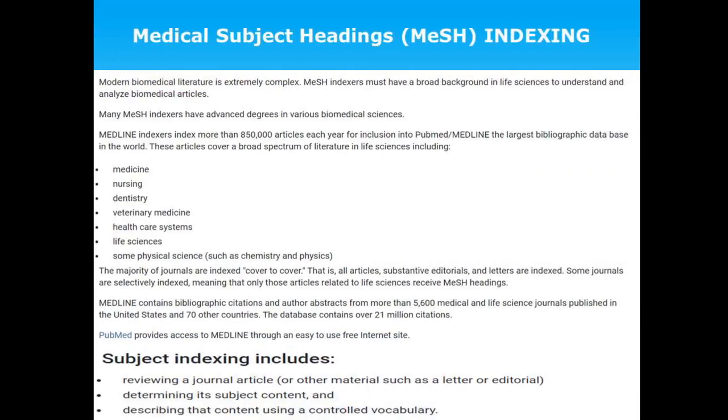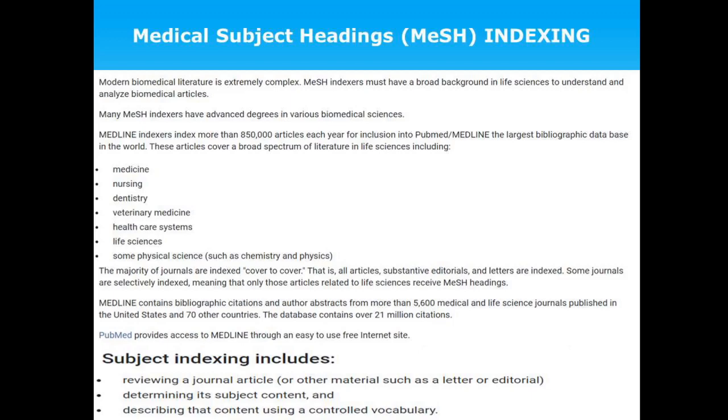Fine. So now we are going to discuss the indexing process, and the work done by the indexers, the MeSH Medical Subject Heading indexers. Modern biomedical literature is extremely complex. So MeSH indexers must have a broader background in life sciences to understand and analyze biomedical articles. As an indexer, you must understand the thought content of the subject. That means you must have sufficient knowledge about the subject. Then only you can identify key terms or descriptors that actually represent the document.